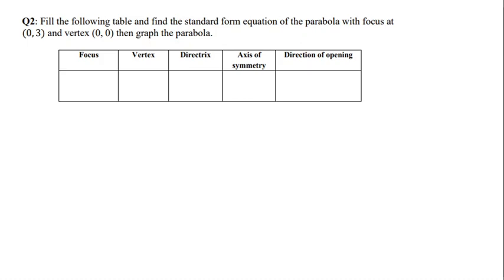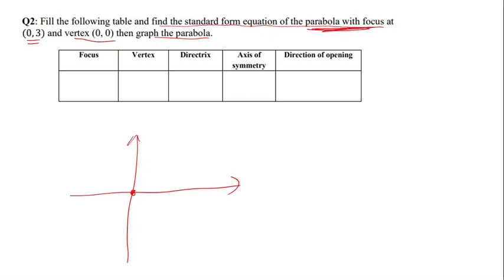Now fill the following table. Find the standard equation of the parabola with focus 0, 3 and vertex 0, 0, and graph the parabola. Okay, this is easy to graph. The vertex is at 0, 0 for sure, and then 0, 3 is the focus. 0, 3 is here, right? So this is the focus here.